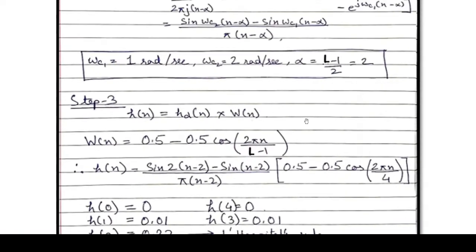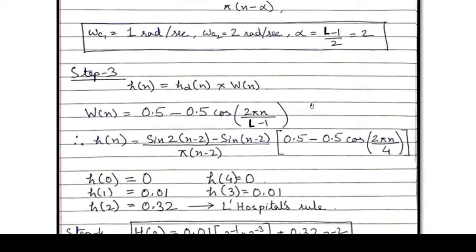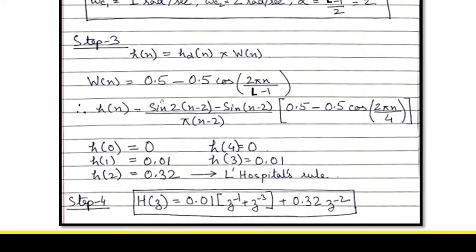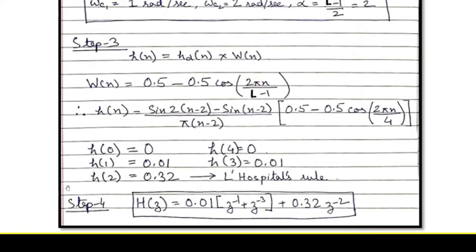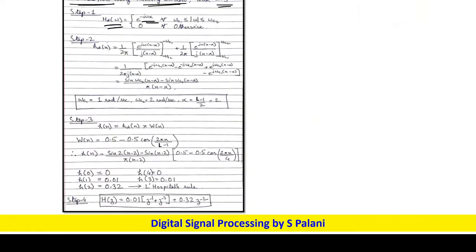Then we have the Hanning window. In the Hanning window, we have to calculate the window values. Herein we directly go for the calculation h(n) equals h_d(n) multiplied by w(n), where w(n) is 0.5 minus 0.5 cos of 2 pi n divided by L minus 1. So you just multiply everywhere, change the value and multiply it. You will get these values, and then you go for the calculation of the exact values. In this way we will be able to calculate the transfer function of the system.